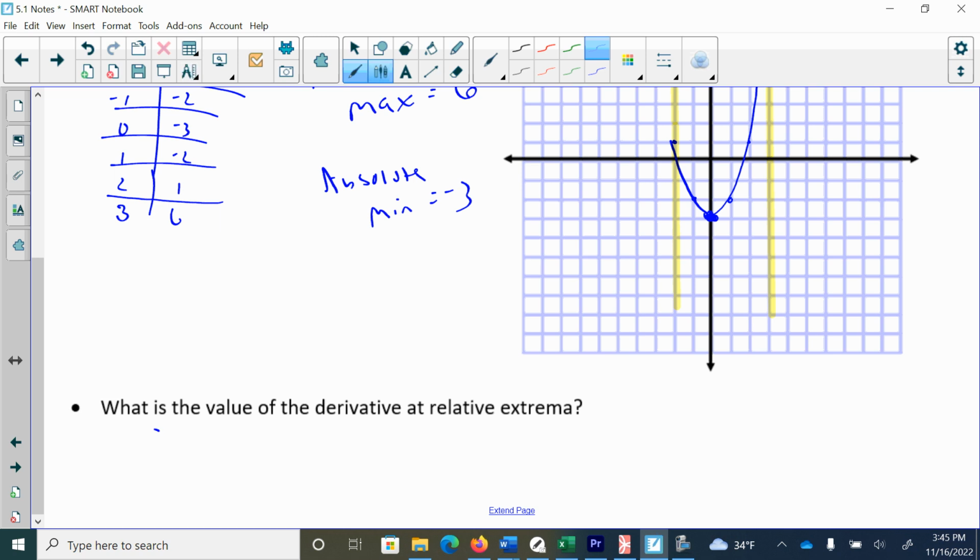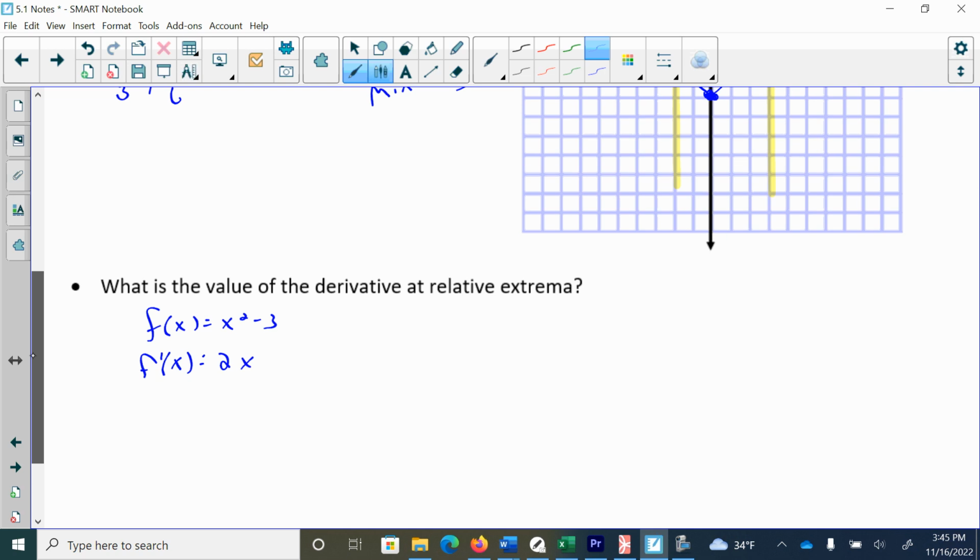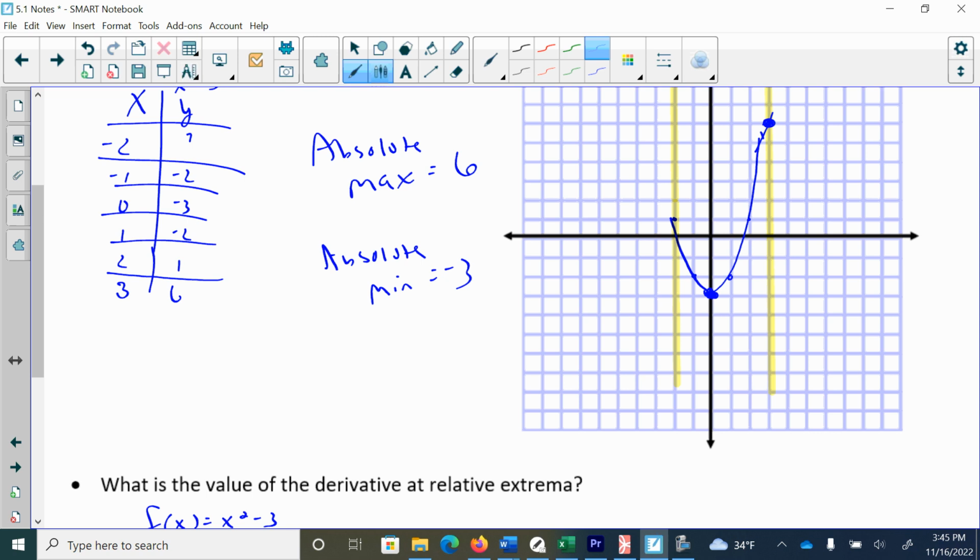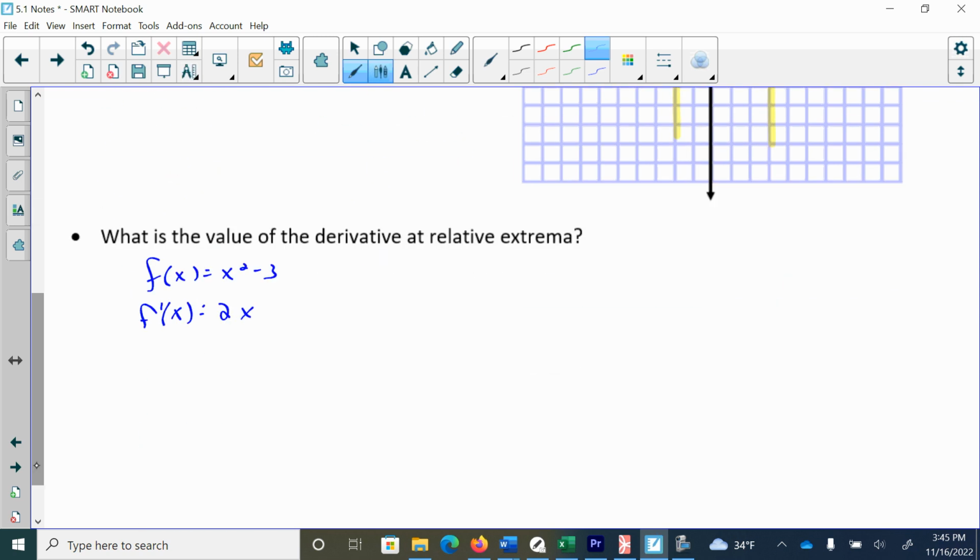So I'm going back up to my equation, which was f of x is equal to x squared minus 3. Finding the derivative, f prime of x would be 2x. And then I want to know what the value is at my extrema. If I put in the x value, that's going to be 0. So here's a hint: at your extrema, your derivative will be equal to 0.